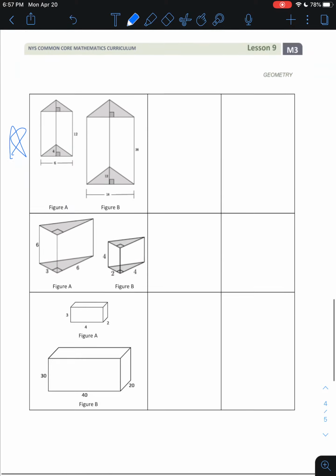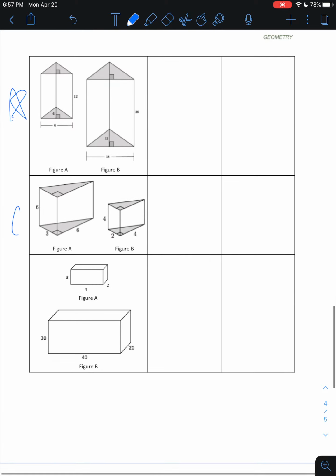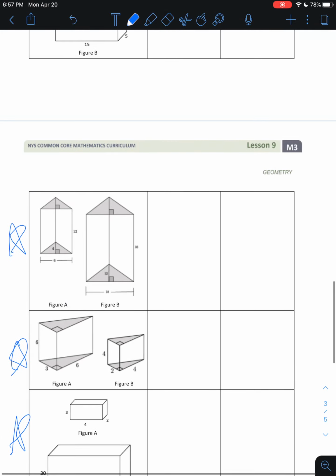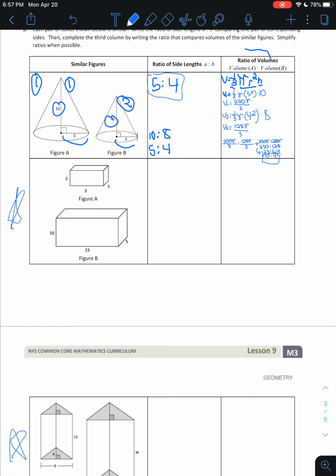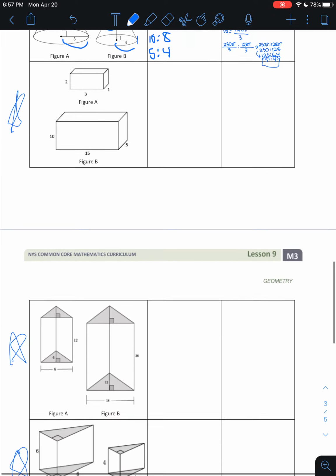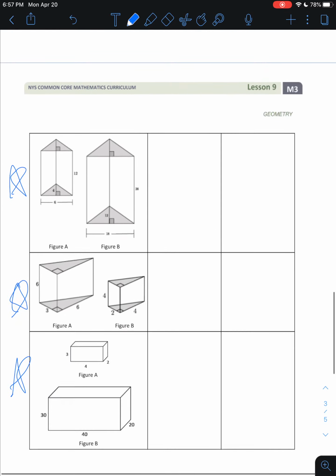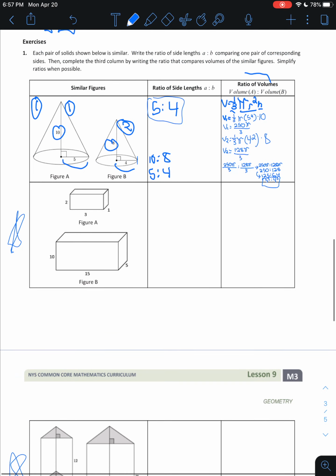Just pay attention that there are going to be different volume formulas for each shape, right? So this shape up here was a cone. This is a rectangular prism here, and a triangular prism. So just make sure you're using the right volume formulas for the different solids.